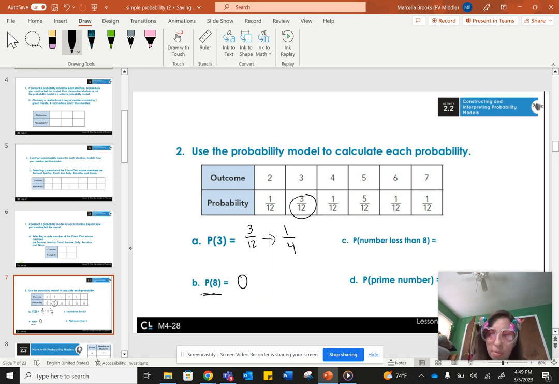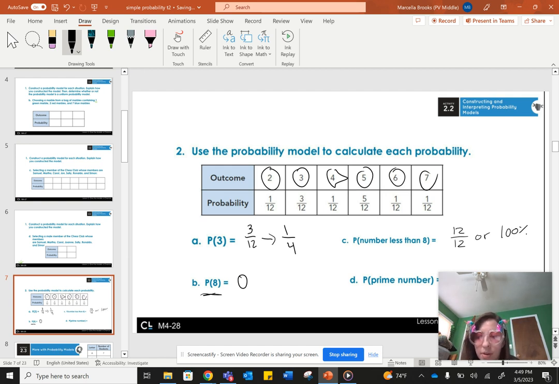C says, what's the probability of picking a number less than 8? So which of these numbers are less than 8? That'd be 2, 3, 4, 5, 6, and 7. Oh, that's all of them. So that would be a 12 out of 12 chance, or 100%.